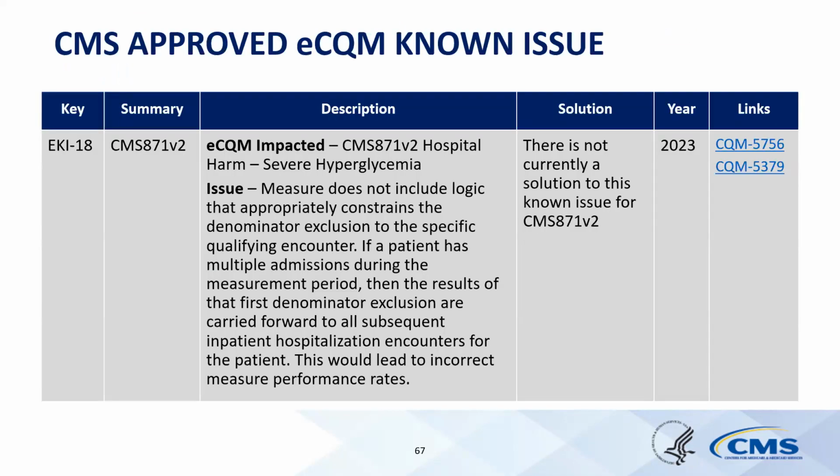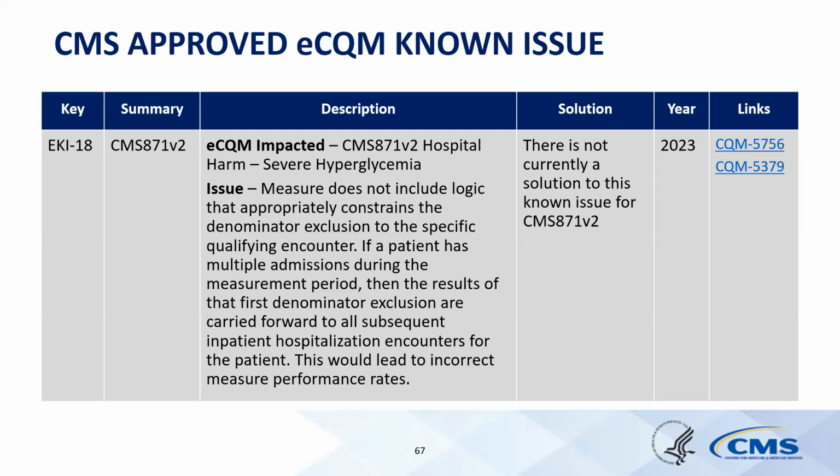All three known issues we will review today are specific to reporting period 2023 eligible hospital eCQMs. First, there are two known issues specific to CMS 871 version 2, hospital harm, severe hyperglycemia. This measure assesses the number of inpatient hospital days with a hyperglycemic event per the total qualifying inpatient hospital days for that encounter for patients 18 years of age or older at admission.